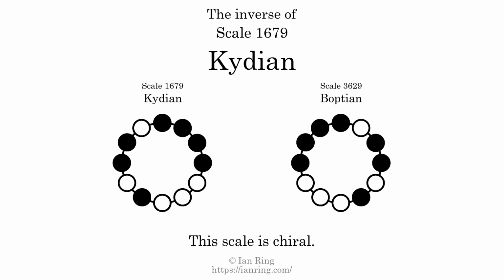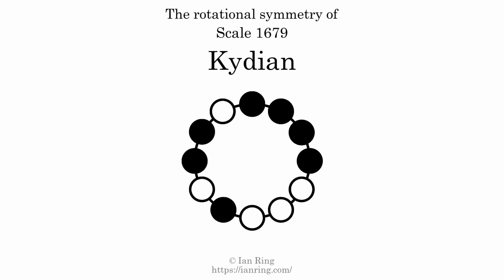The inverse of a scale is a mirror image. It is what you get when the sequence of intervals is reversed. The inverse of this scale is scale 3629, also known as Boption. This scale is chiral. It cannot transform into its inverse by rotational transformation. This scale has no rotational symmetry.